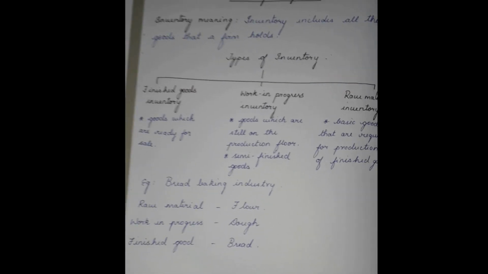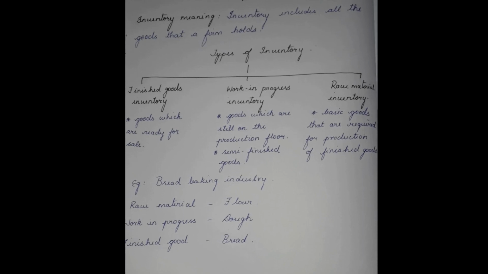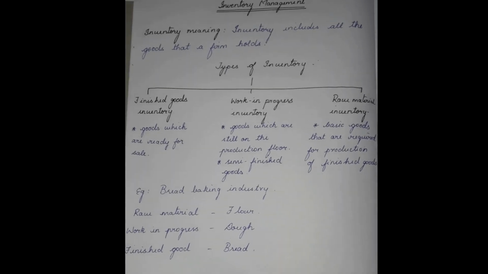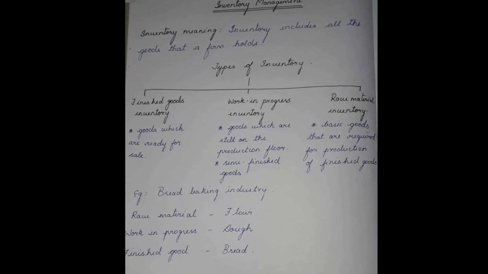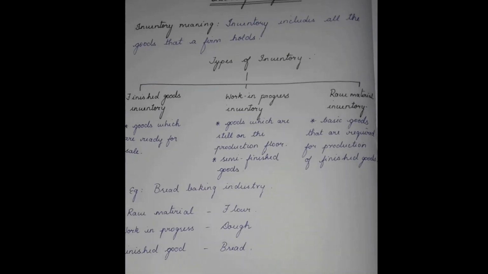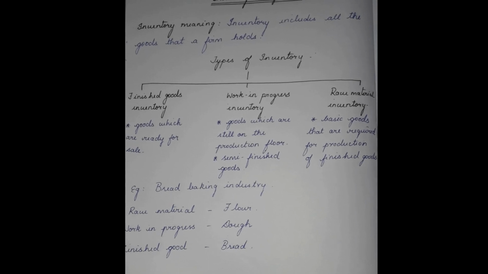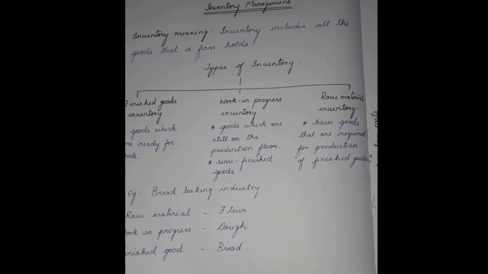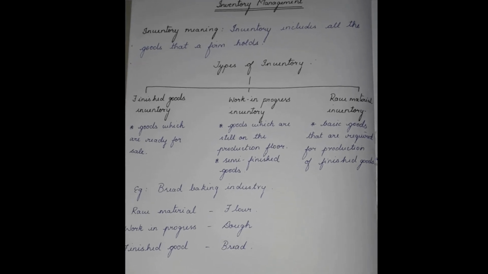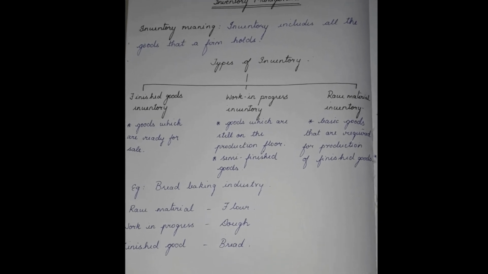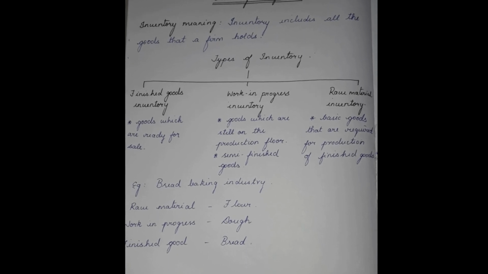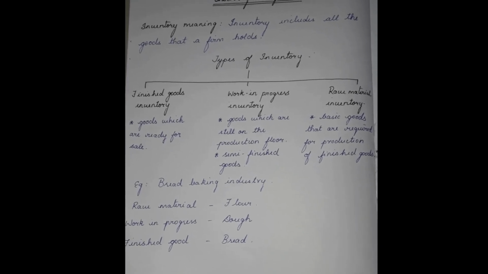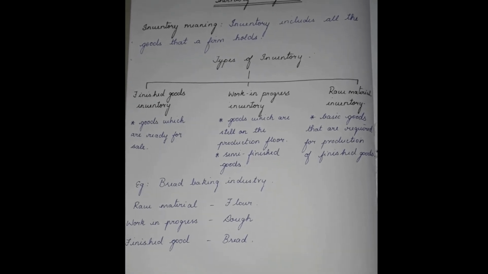Inventory management. Inventory refers to all the goods that a manufacturing firm holds in order to produce its final product. Now there are primarily three types of inventory. These three types of inventory represent the different stages at which a good is held in a manufacturing firm. So the three types of inventory are finished goods inventory, work in progress inventory, and raw material inventory.